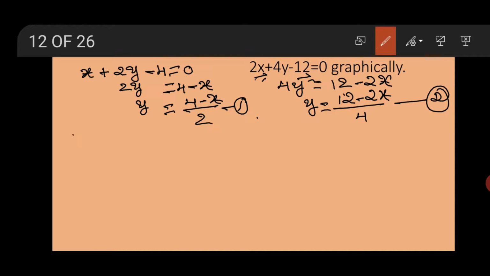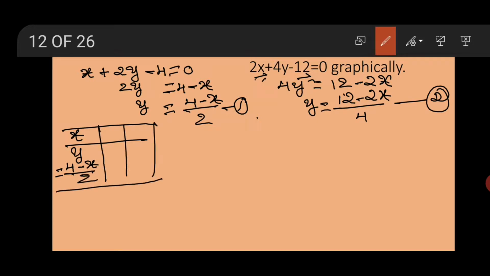Now make the value table x, y. What is the value of y? y is 4 minus x divided by 2. Take one value for x, take x is equal to 0. Then what is the y value? 4 minus 0 divided by 2. 4 divided by 2 is equal to 2. Then give one more value for x. If x is equal to 2, then 4 minus 2 is equal to 2. 2 divided by 2 is equal to 1.